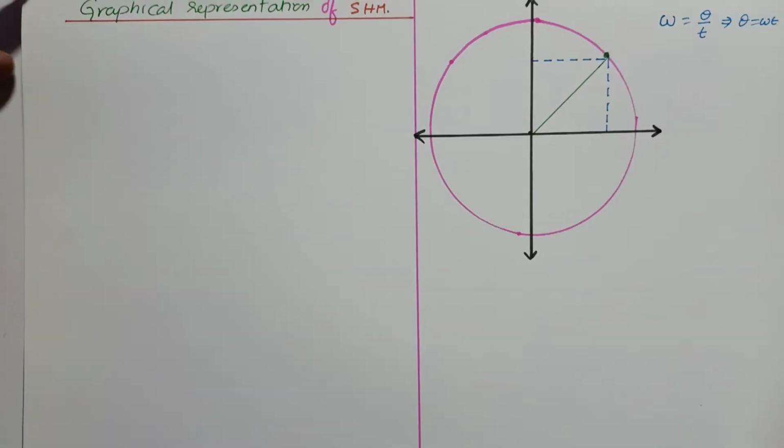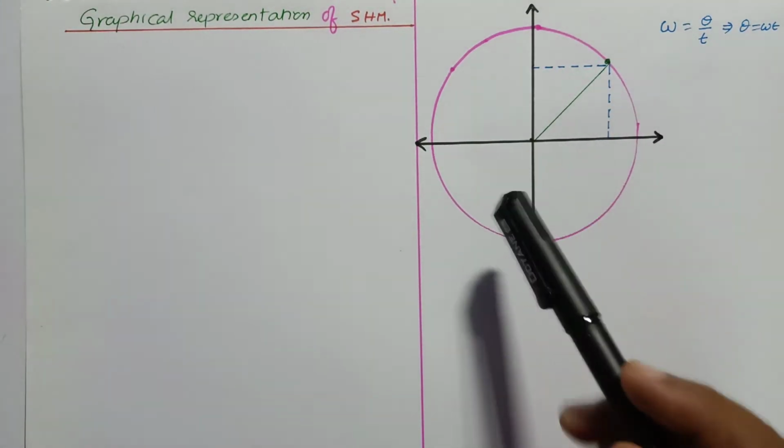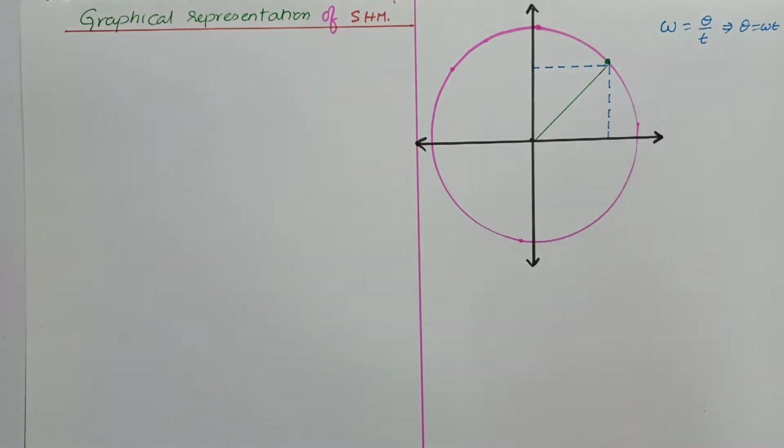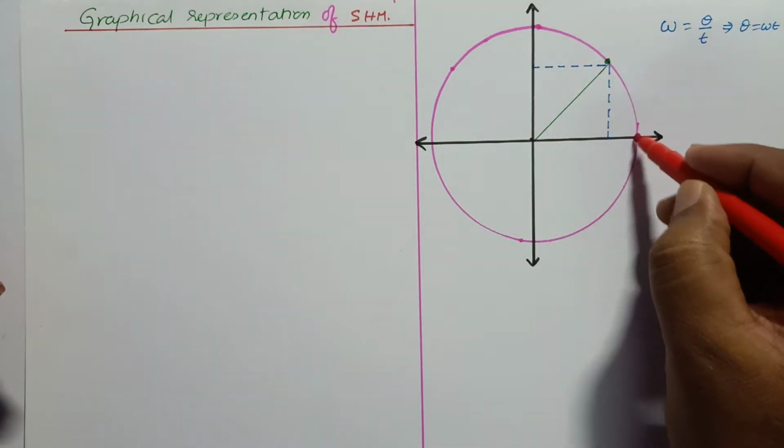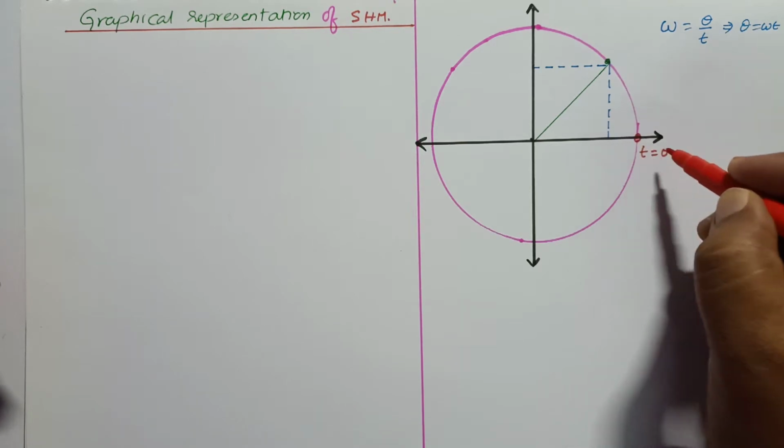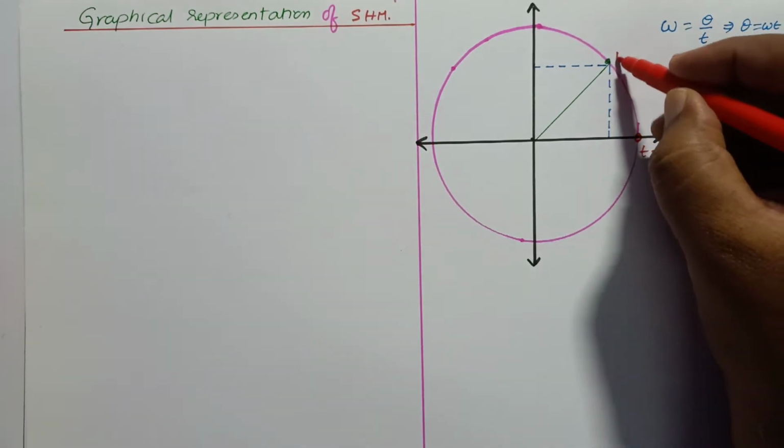Okay, so today we shall discuss simple harmonic motion, a graphical representation of simple harmonic motion. Let us consider a particle that starts from here. Let us imagine this is a particle which is starting from here where time t is equal to 0, and after a certain time the particle is at this place.